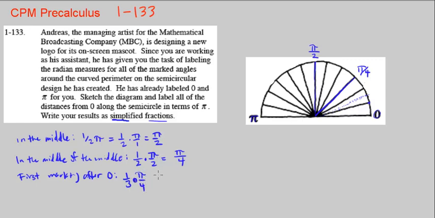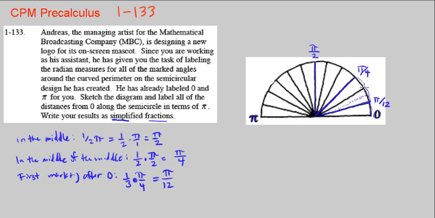So the of means to multiply. We get pi in the numerator. 3 times 4 is 12 in the denominator. So right here we have pi over 12. Okay, so if we go up pi over 12, we go up again pi over 12, we go up again pi over 12. So each one of these increments is we're going to be adding pi over 12.